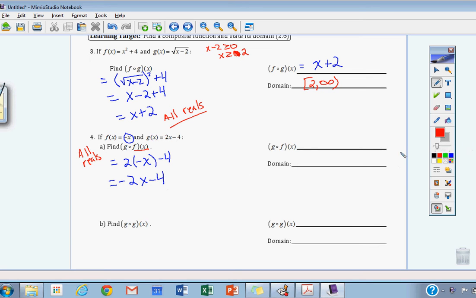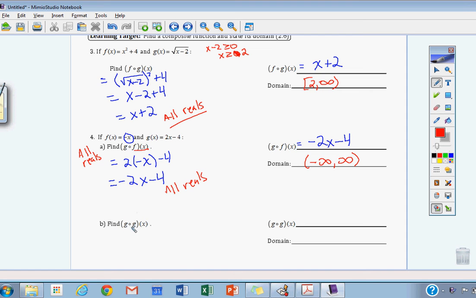Switching to red, which means I'm talking about my domain. Again, just a linear function, so all reals work here. So that means the domain for this problem, when I consider both areas, is still all real numbers. We're good there. And then up here, g of f of x would be equivalent to negative 2x minus 4. All right, now this is the exact same functions here. It's just telling me to do something a little different.